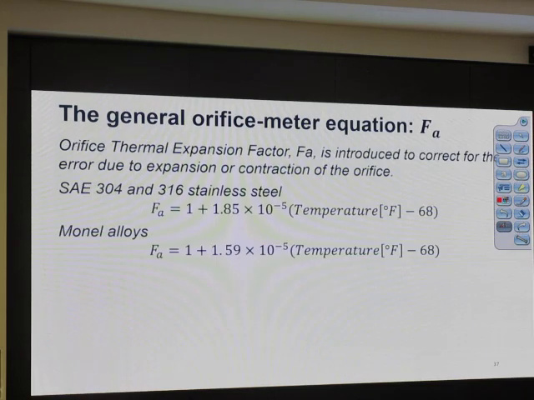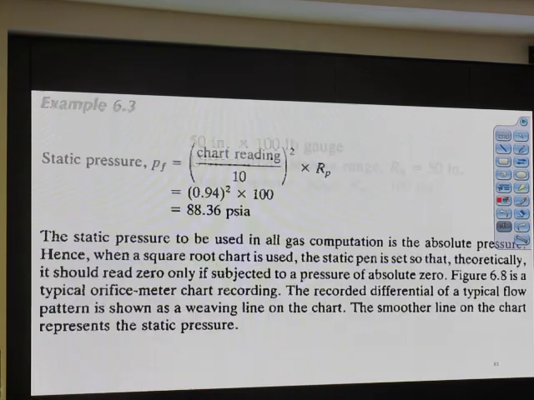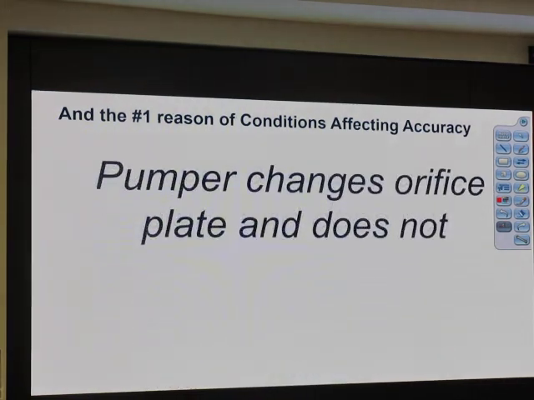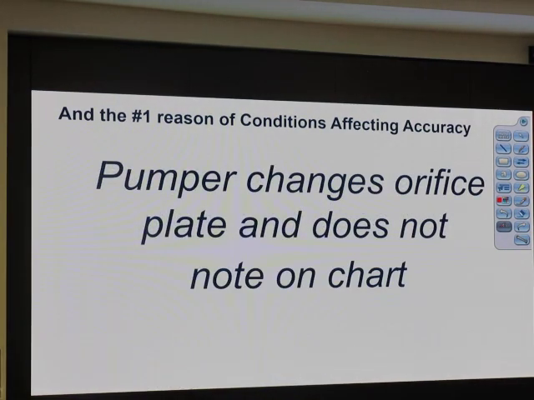Okay, it is almost the time. One reason that makes the error is the pumper changes the orifice plate and that's not noted on the chart. That's number one reason for the error. Okay, see you next time.